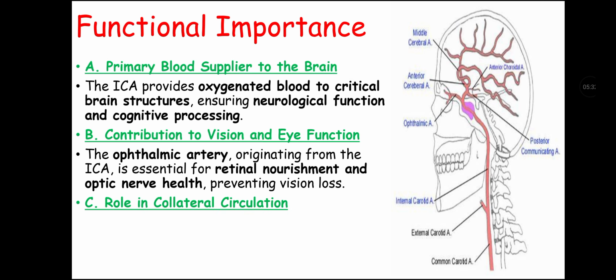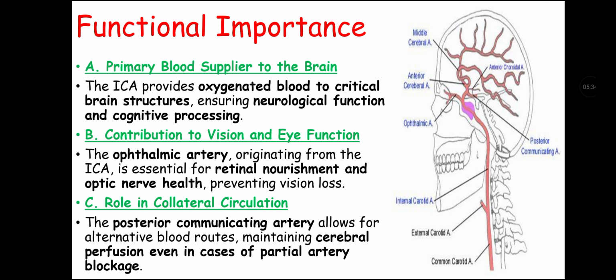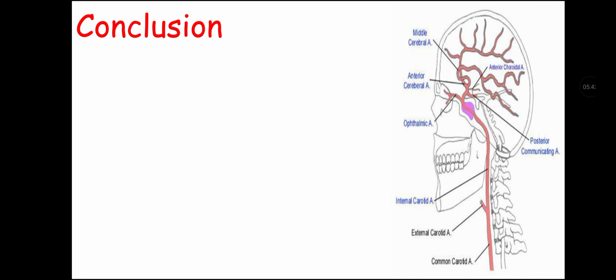Third functional importance is its role in collateral circulation, as the posterior communicating artery allows for alternative blood routes, maintaining cerebral perfusion even in case of partial artery blockage. Now let's talk about the conclusion of our lecture video.